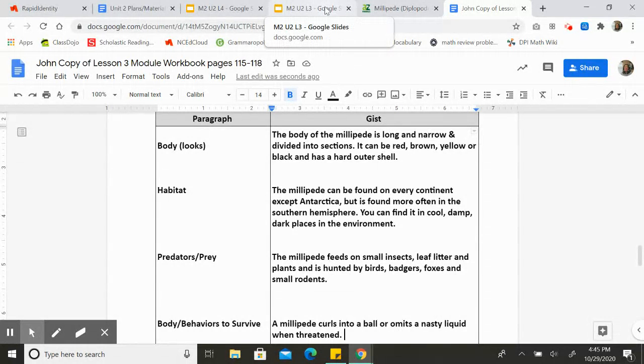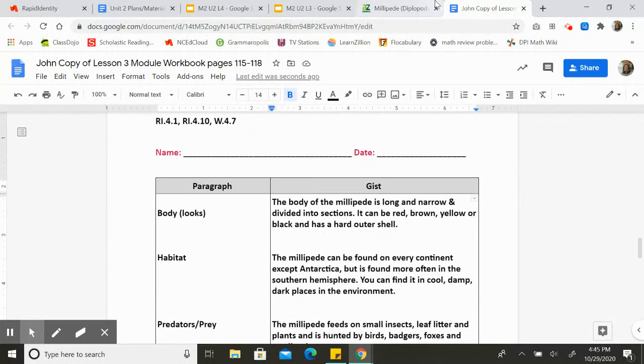If you want to write that down in your module workbook, you can do that. You would do it on, I want to make sure I get this right, I don't want to tell you the wrong thing. You would do this on page 117 of your module workbook, okay? You don't have to write it down, but you can if you want.